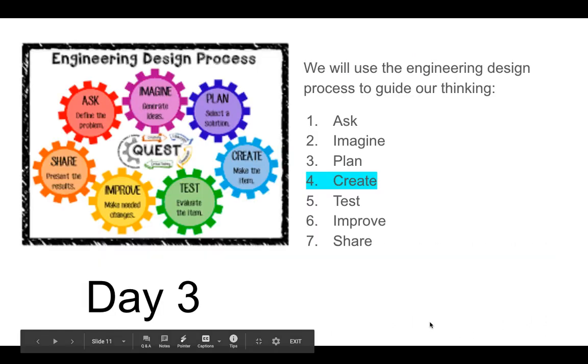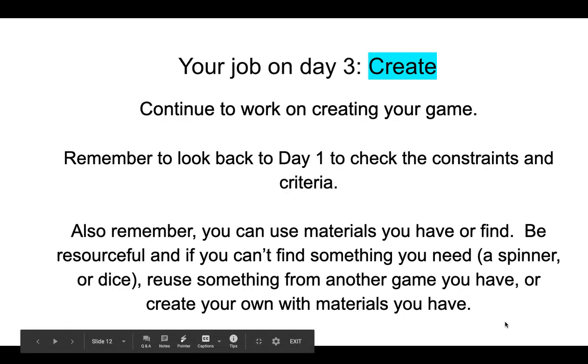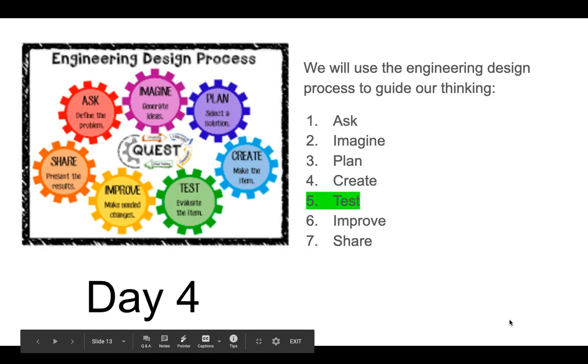Day 3, we're going to work on creating. So remember to look back at the constraints and criteria, and remember that you're only using materials that you have or find. If you can't find something you need, maybe you need dice or a spinner to move your players from one stage of the game to the next, you can reuse something you have from another game. Maybe you have dice in a different game that you can pull out, or maybe there's a spinner from another game that you can use in your game. Be thinking really carefully about how your players are going to get from the start to the finish. How are they going to move from place to place? Will they be spinning? Will they be pulling a card, telling them how far to go? Will they be rolling the dice?